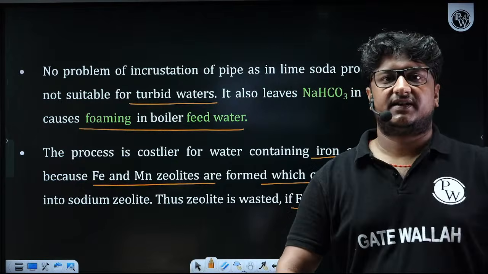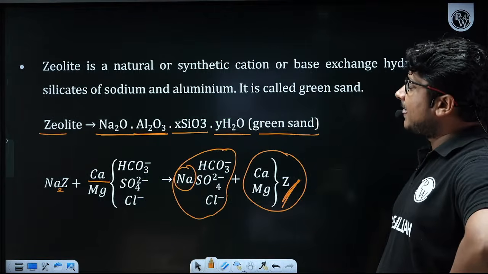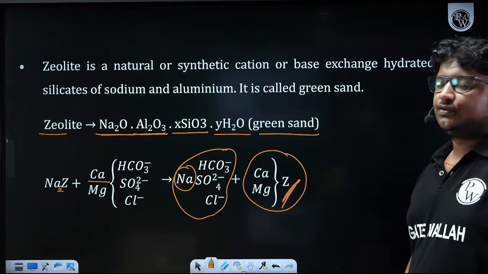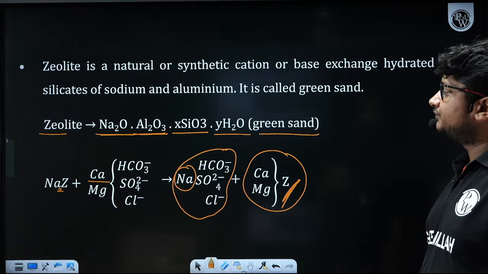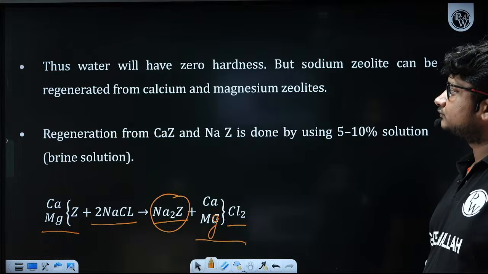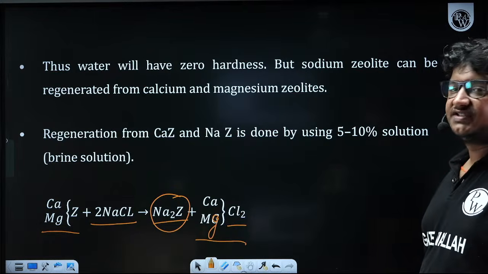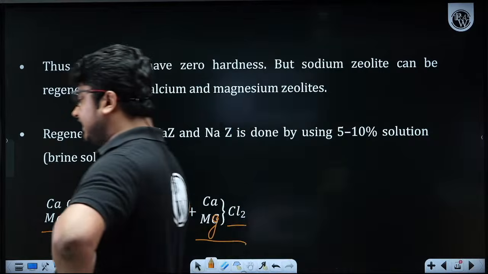That's the thing regarding the ion exchange process. So I hope this method is clear to all of you. Any doubt or any query?